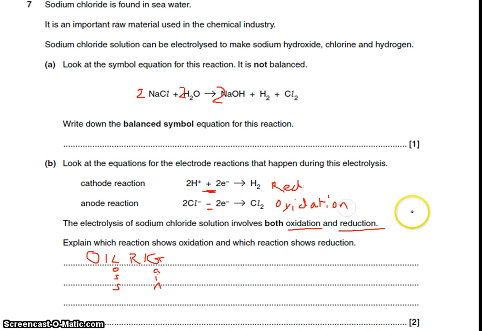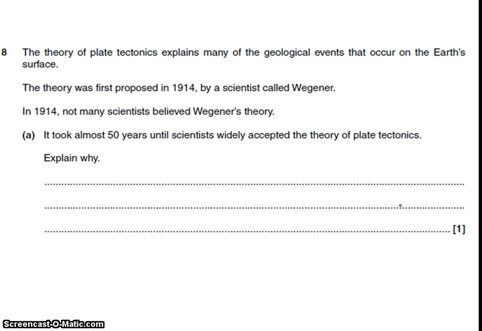2 marks. The last question is about plate tectonics. First question is quite a straightforward question, about theories as opposed to a specific bit of science knowledge. Why it took 50 years for the theory to be accepted. And the main reason for this is the idea that a theory is not accepted until it has new evidence that will support and back up the theory. So it's not accepted until there is new evidence to provide support.